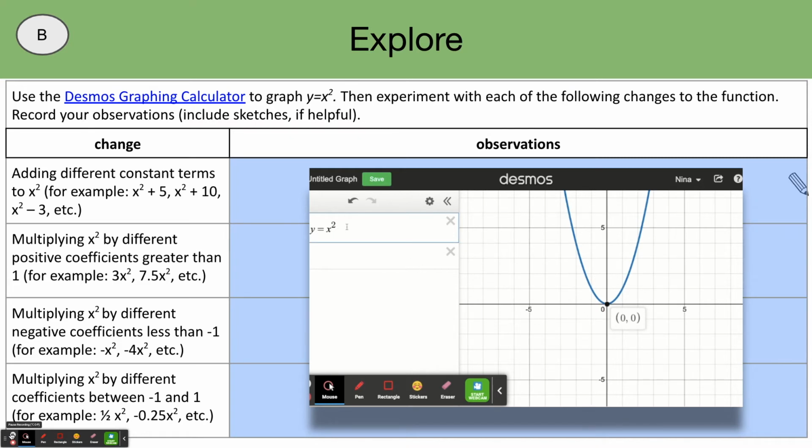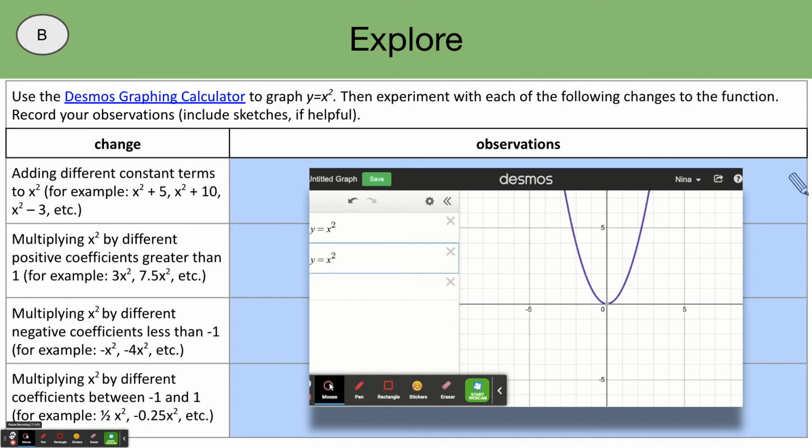So I'm going to start graphing. I'm going to work on the first part, the first domain, adding different constant terms to x squared. I'm going to leave this in the first page, but in the second one, I'm going to go ahead and write y equals x squared, and now I'm going to add different constant terms. Remember, a constant term is a number by itself.